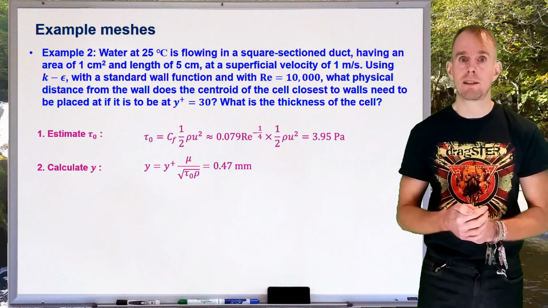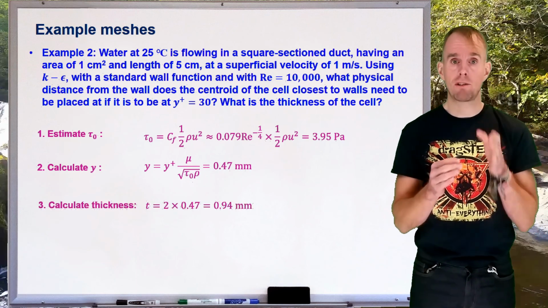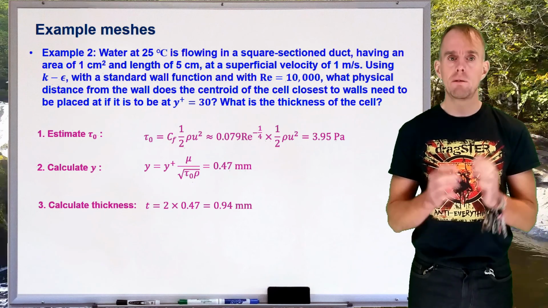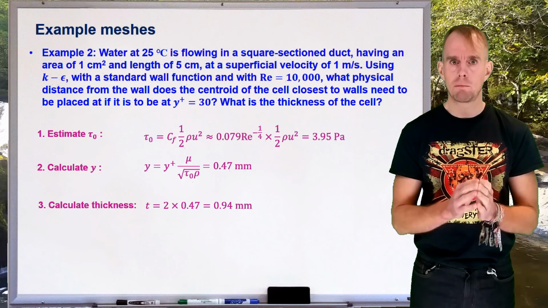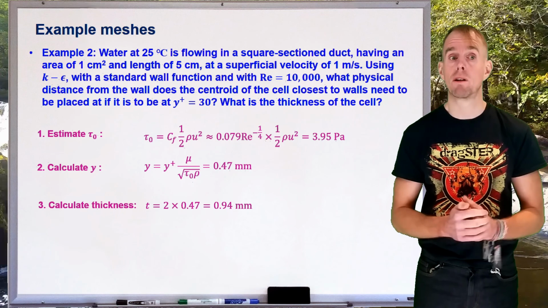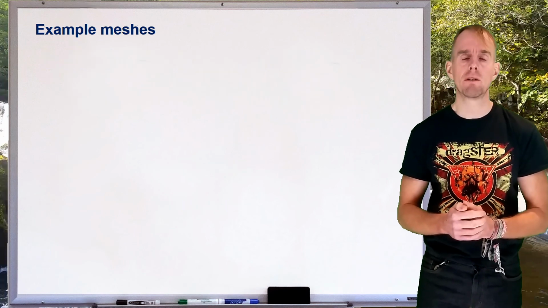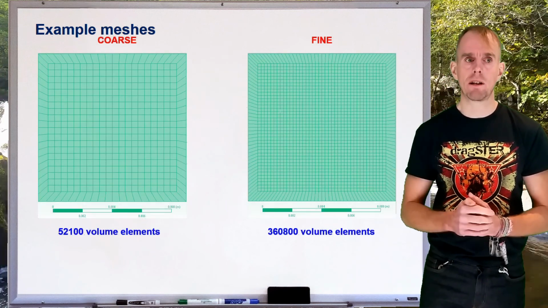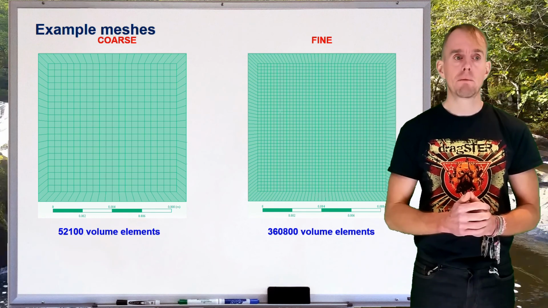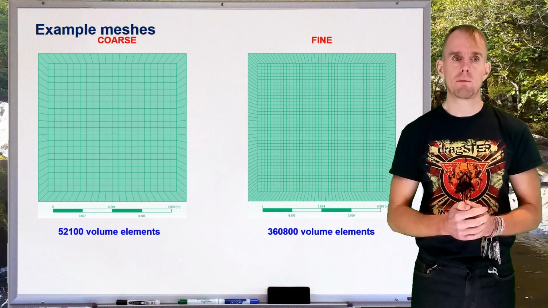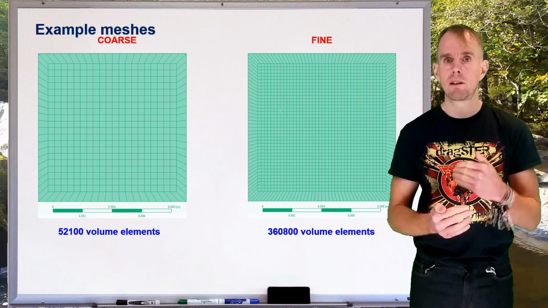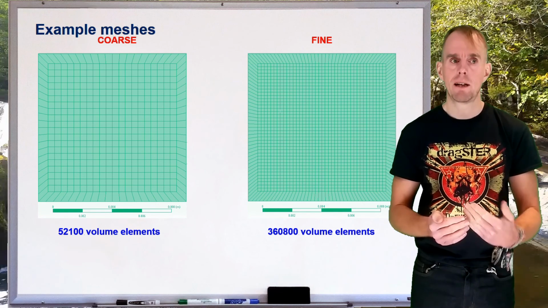The thickness of the cell, I'm going to say, is twice this distance, because if the centroid is the centre of my cell, evidently then the width of the cell is twice that, and so the cell nearest the wall in this particular example needs to be just under 1 millimetre in thickness, which is a very, very different looking mesh. So let's have a look at what these meshes look like. There is my coarse mesh, and there is my fine mesh. And if you look at the volume count in each of these, we'll see we've got about half the number of cells in each of these cases compared to the mesh required for k omega.